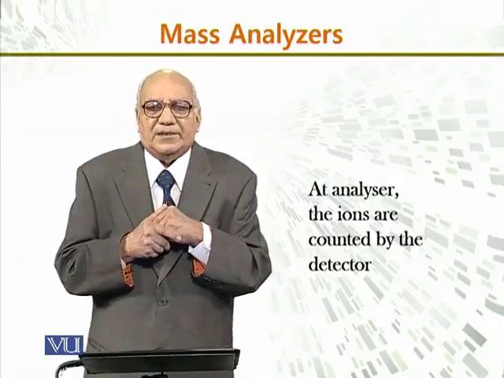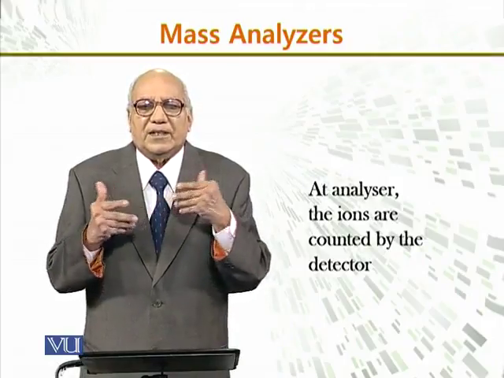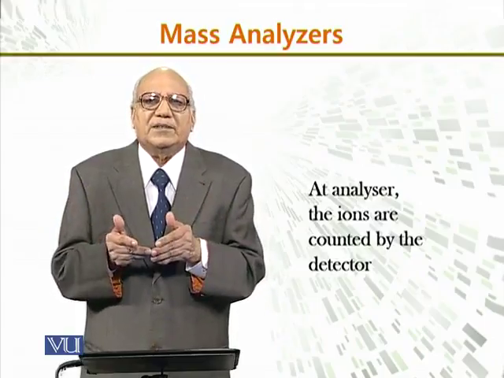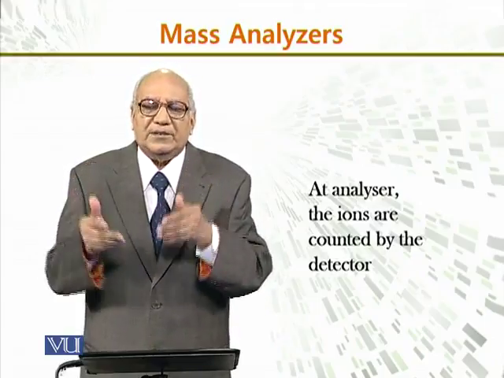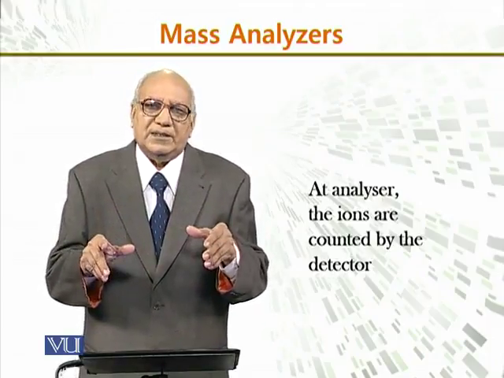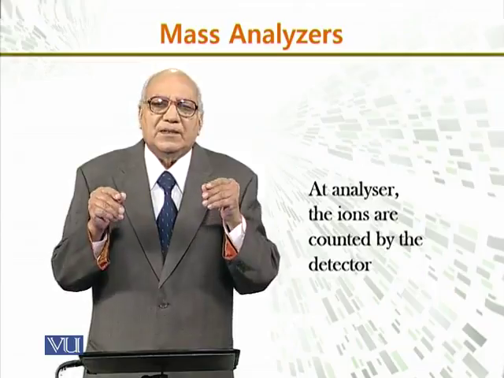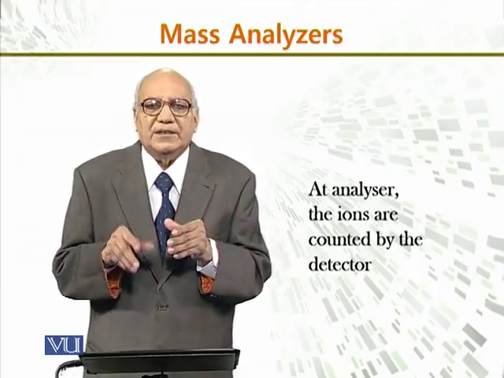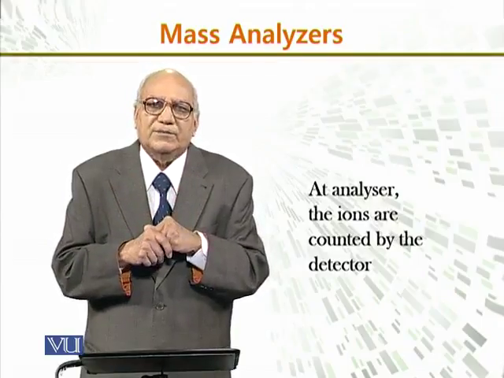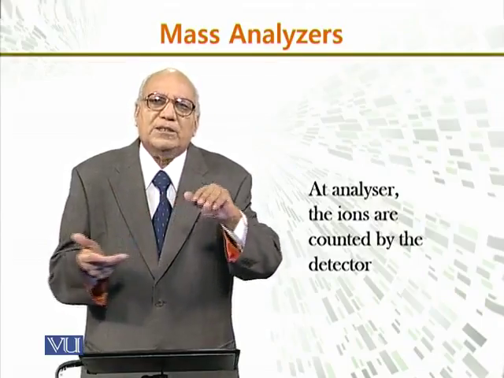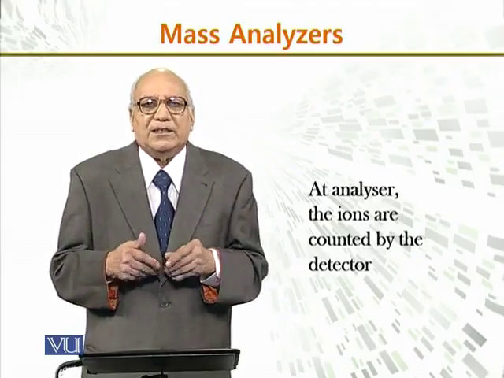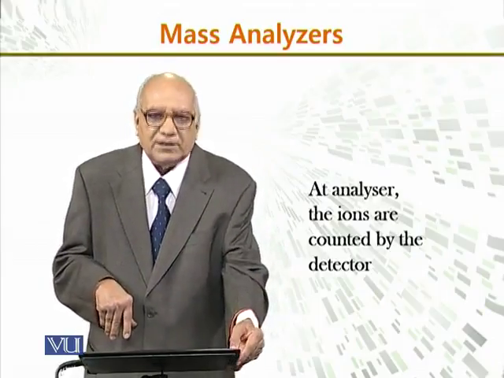At the analyzer, the ions are then counted by the detector. The ions of a particular mass are allowed to pass through the analyzer, and then the detector which is present counts how many ions of mass A, B or C, whatever it is, have passed through it.